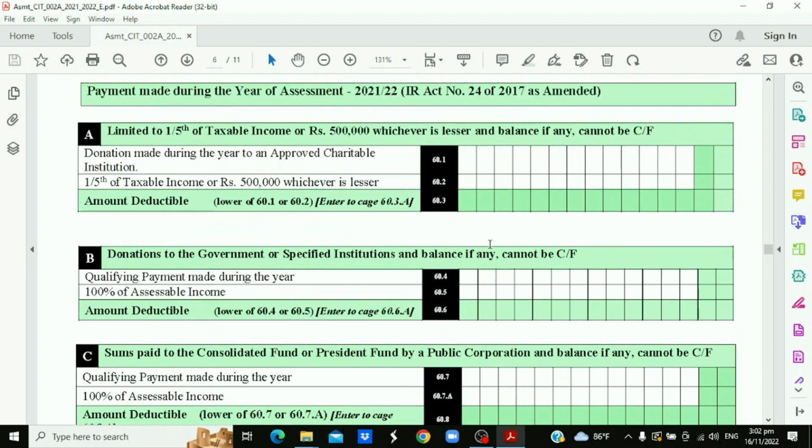The first one is related to donations made to an approved charity, right? If any entity makes a donation to an approved charity in cash, right, then 1/5 of taxable income or 500,000, whichever is lesser, we can identify as the maximum limit.